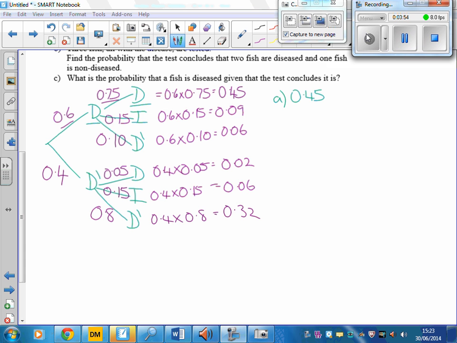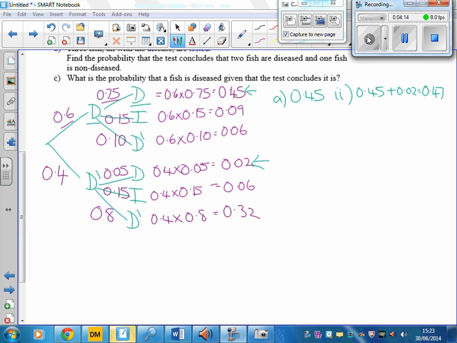Part 2. The test concludes that the fish has the disease. So that would be that one or this one. So for part 2, 0.45 add 0.02, which equals 0.47.